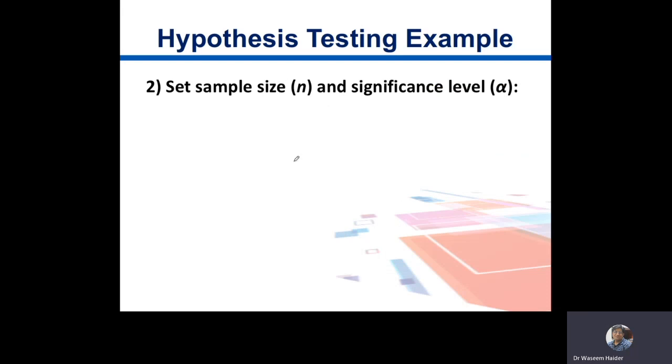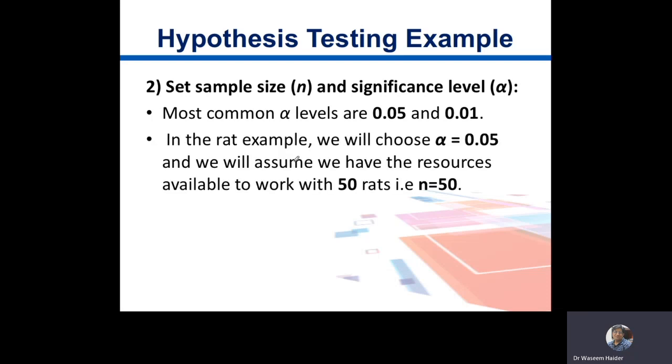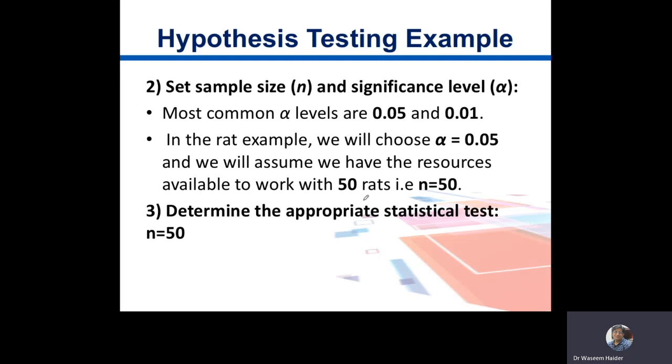We said the sample size. Sample size is already given, so it was 50 in this case, and alpha was 0.05. Most commonly we use 0.05. Sometimes we also use 0.01. So in this rats example, we'll choose alpha at 0.05, and we will assume that we have the resources to work with 50 rats, so n is equal to 50. Statistical test: the standard is 30, so 50 is a large sample, and we will do a z-test.